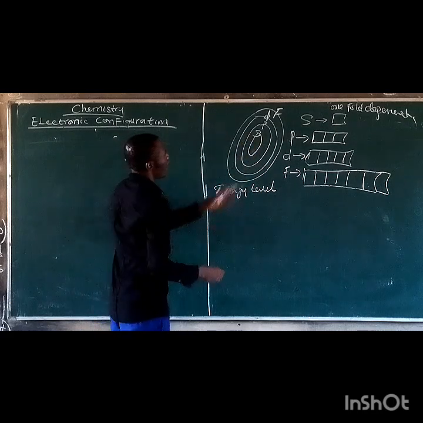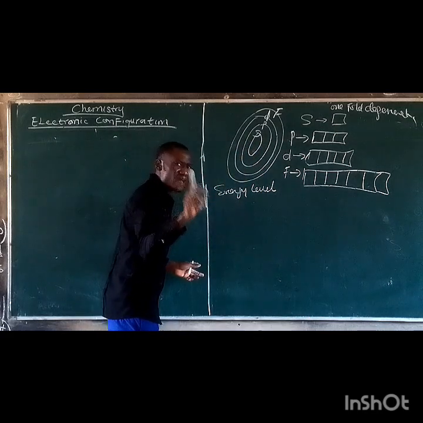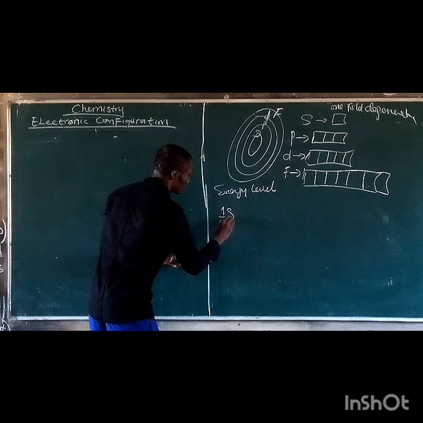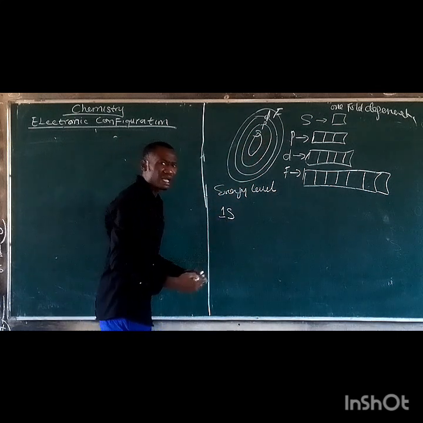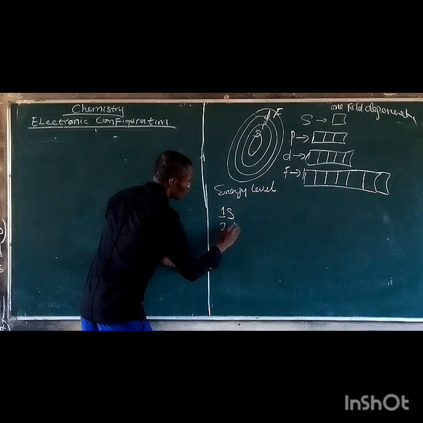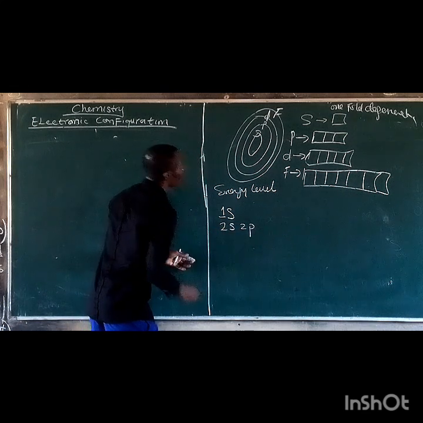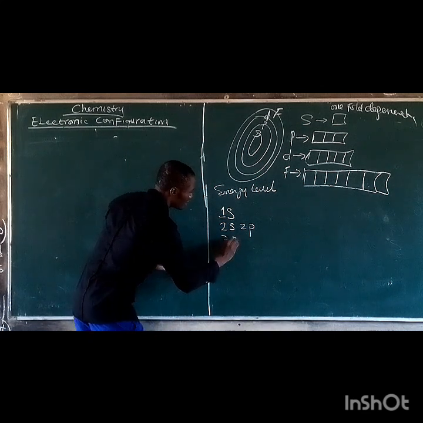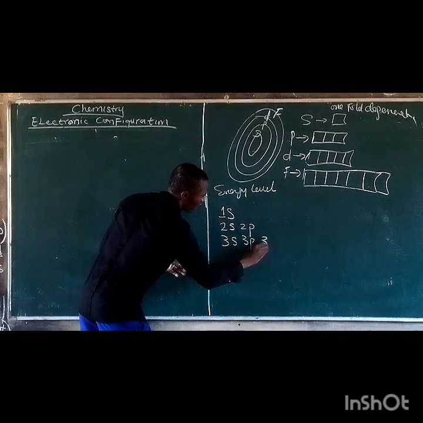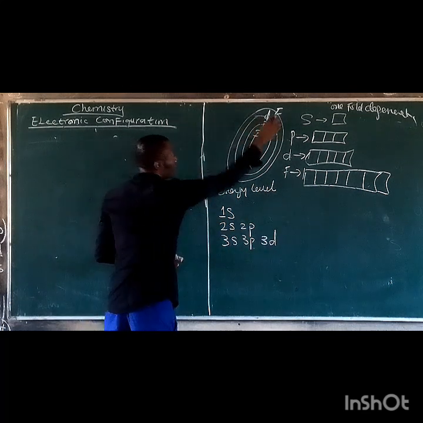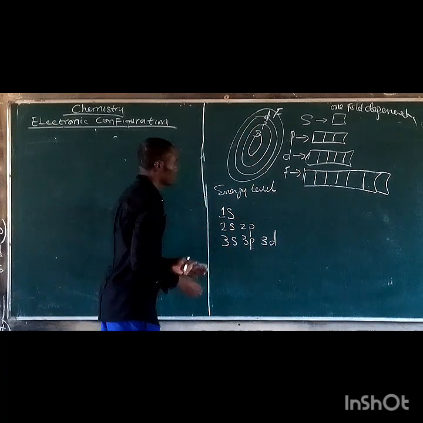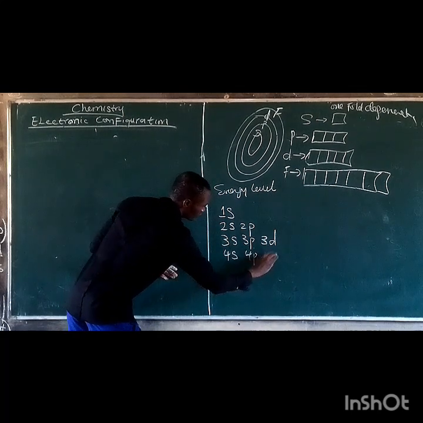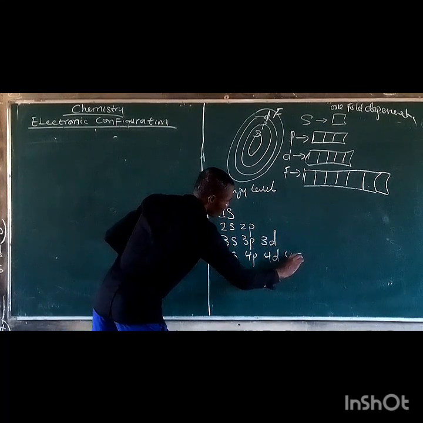Let's look at the s orbital. This s orbital is the first shell, the first energy level, so we have 1s. The second energy level has 2s and then 2p. The third energy level has 3s, 3p, then 3d. The fourth energy level has 4s, 4p, 4d, and 4f.